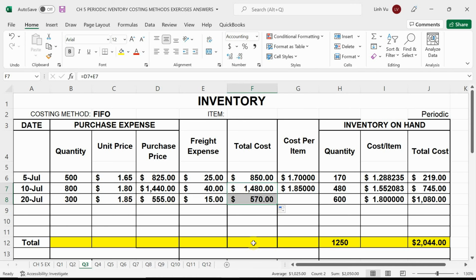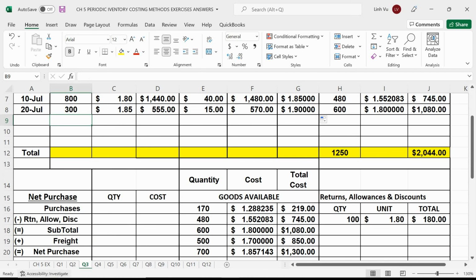570. Okay. You add. Okay. So then now we need to solve for our cost per item. So in this case, now what do I do here? Oh yeah, here it's 19. 19. Okay. All right. So then let's see what is next.